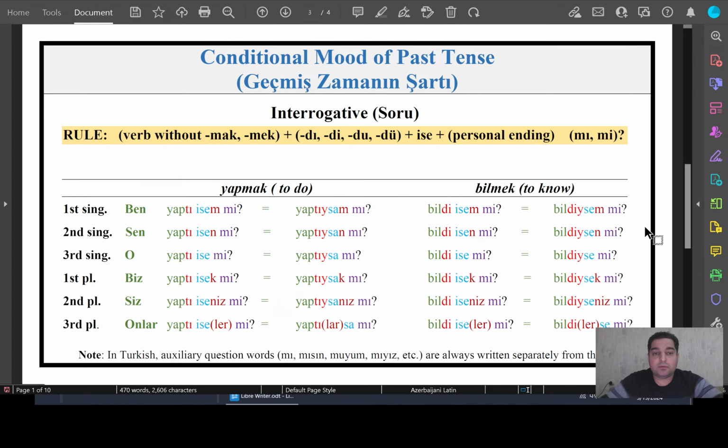For the interrogative, now again, as in the previous tense that we covered in the previous class, this interrogative doesn't exist.